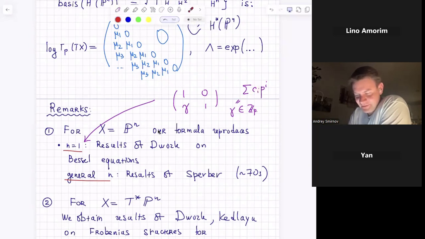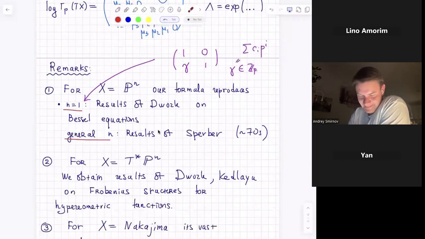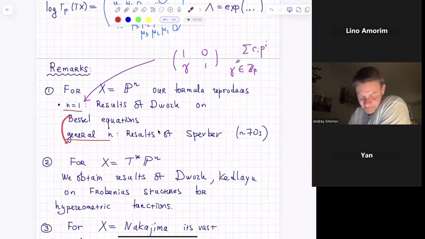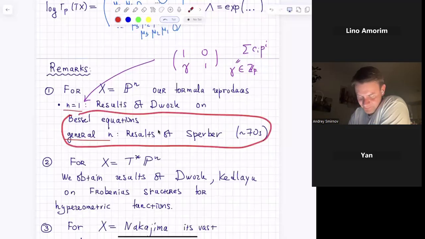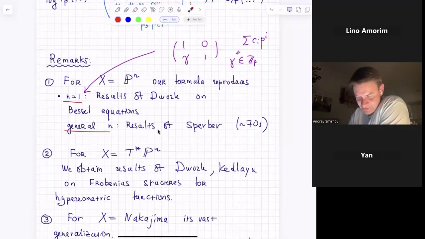But the interesting thing is that he never mentioned p-adic gamma functions in this context. I'm not sure why. Maybe p-adic gamma functions just appeared later. Yeah, and the same comment goes to higher n. So it was generalized by Sperber.